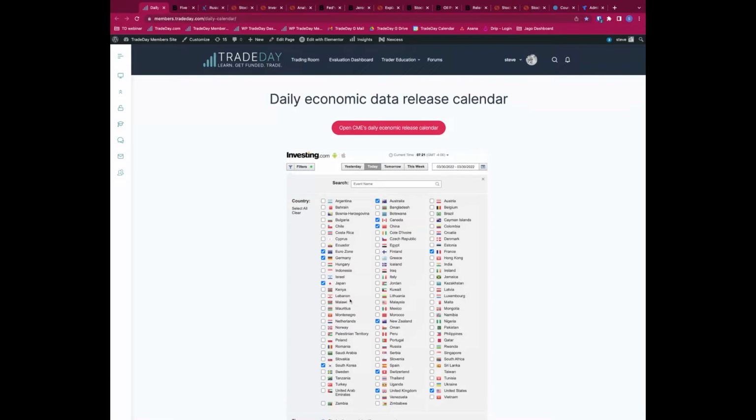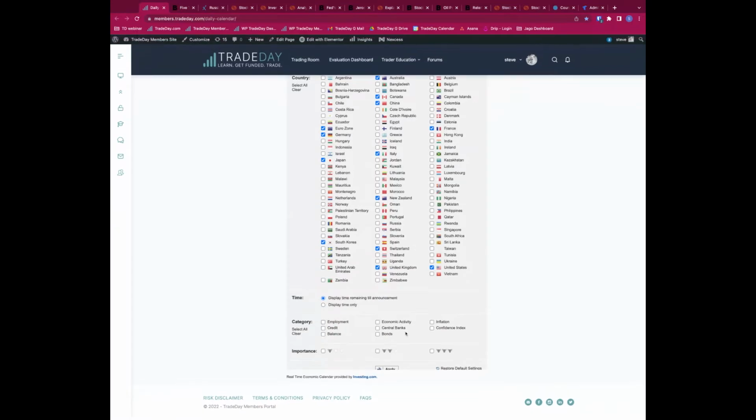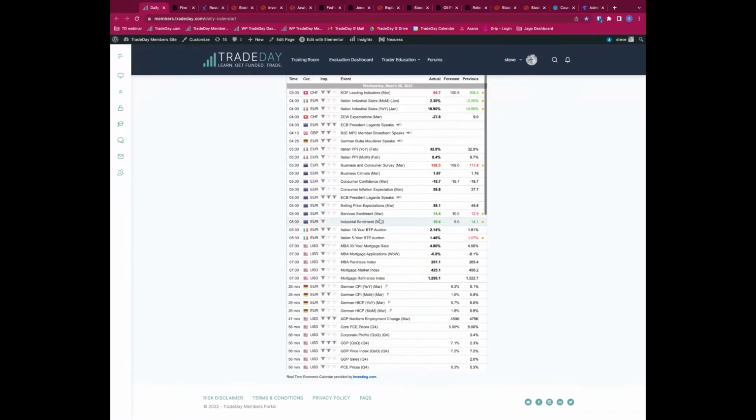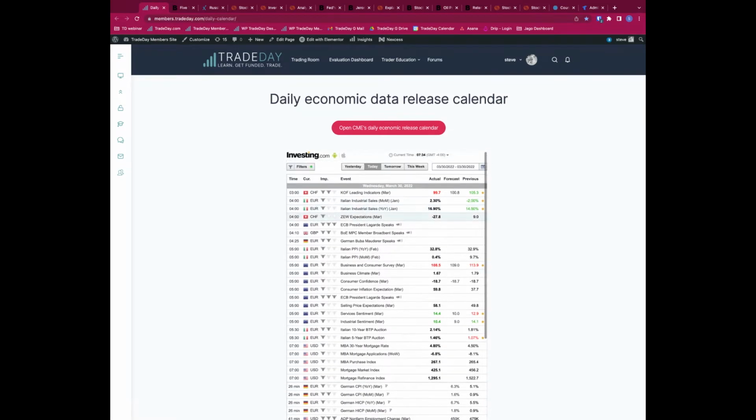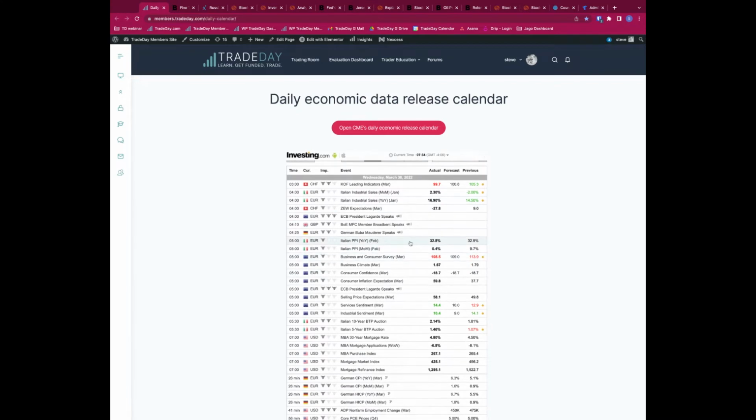I for Italy. Where's Italy? Oh, there it is. Okay. So I'm going to apply that and see if we can get the Italian data in for today in here. So here's the industrial sales data. Here's the Italian CPI. Okay, PPI data in here.